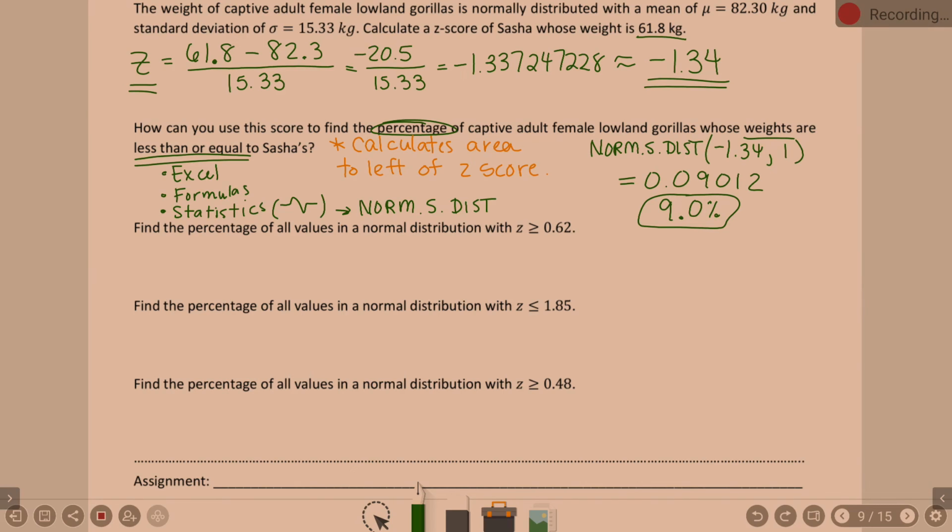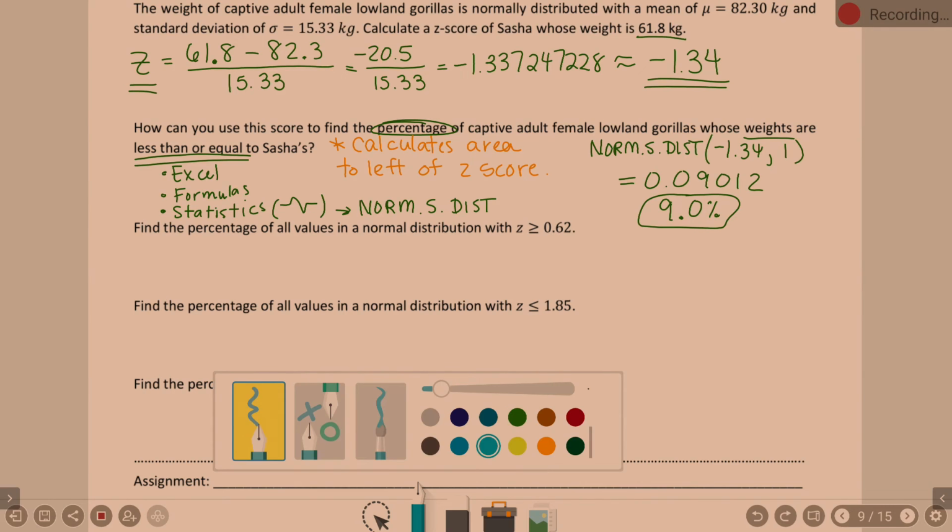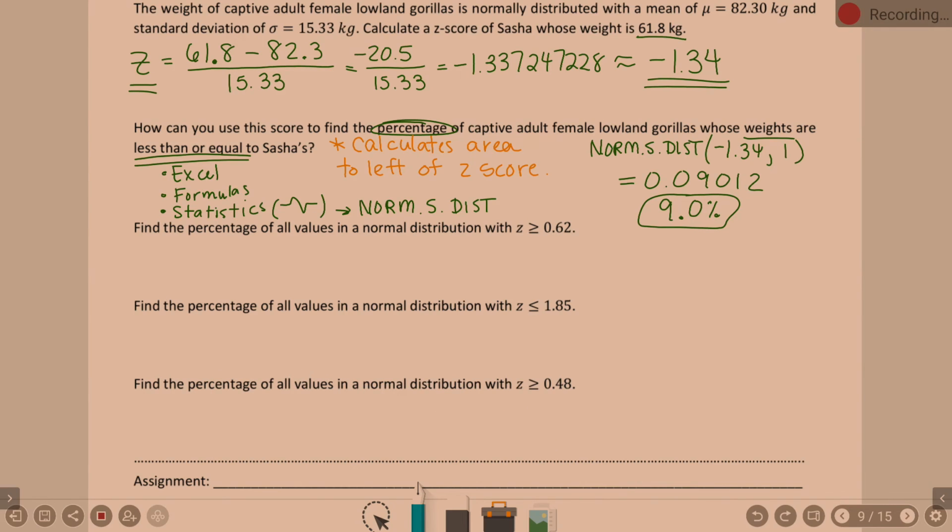I'll be honest, I was a little confused on it at first too, so I had to figure that out. Okay, let's try these other ones. You will have several in homework. They're just find the percentage of all values in a normal distribution. And this one is with a z-score, with z greater than or equal to 0.62.